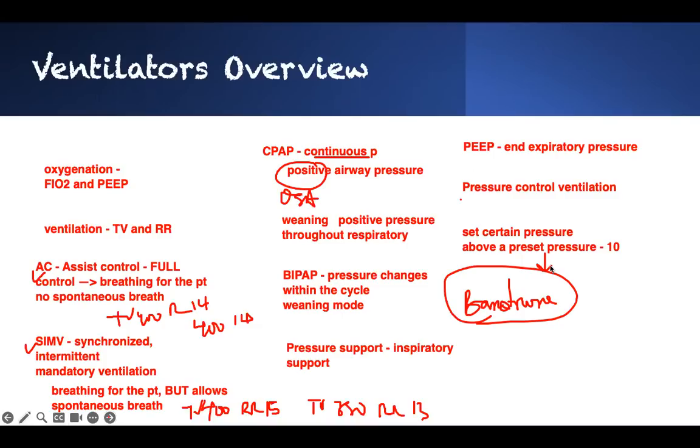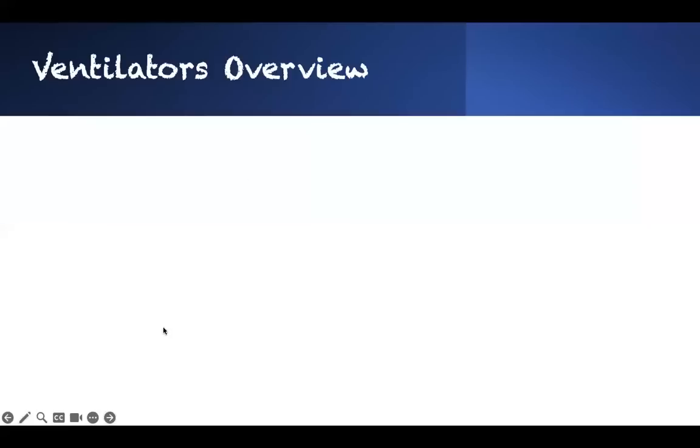So these are the modes, you have to be comfortable with them. And then you have to know the definitions, because that's the way they will trick you. So know the definitions and how to apply each of them. Okay, so that's the first clue.